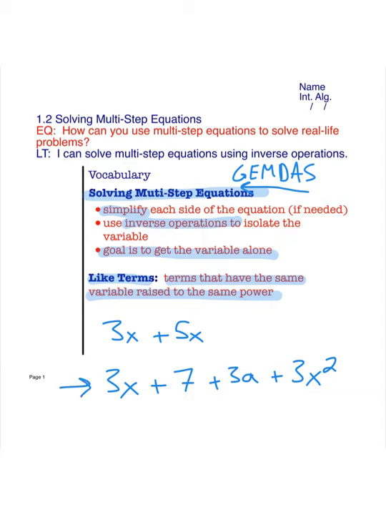So this bottom equation, we can't simplify at all, versus the top one, we could simplify. 3x plus 5x is 8x, and we will learn how to do that as we go along. And again, you can download the 1.2 notes PDF from Canvas and follow along in Notability. Otherwise, you can write the notes in your notebook.